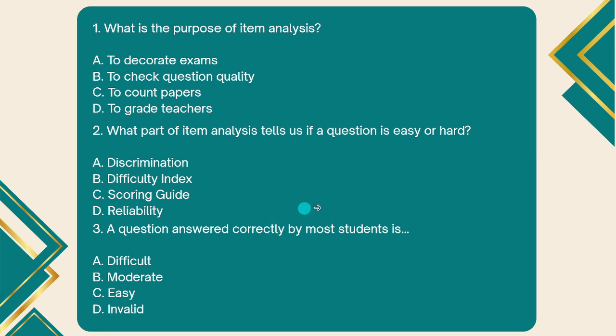Now, let us check the correct answers. For number one, the correct answer is letter B. Of course, we need to check the question quality or if the questions are working well. Number two, the correct answer is letter B, the difficulty index, because difficulty index shows question hardness. And number three, the correct answer is letter C, because a question answered correctly by most students is easy.